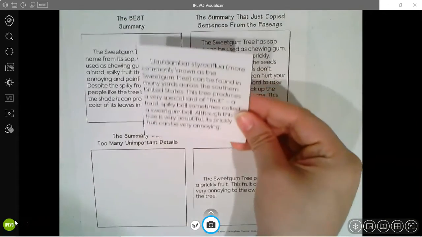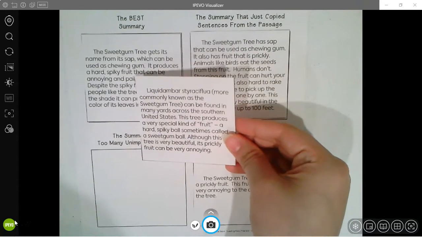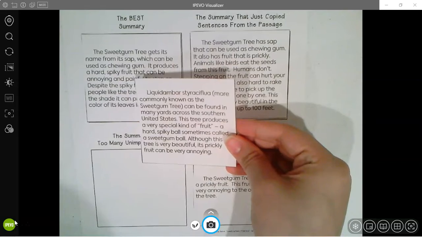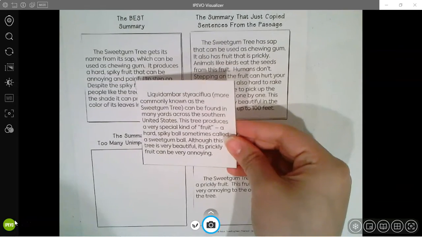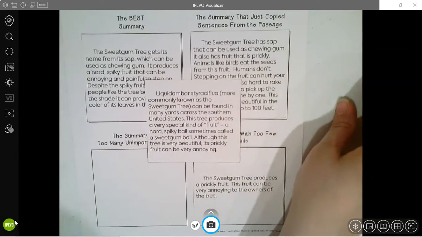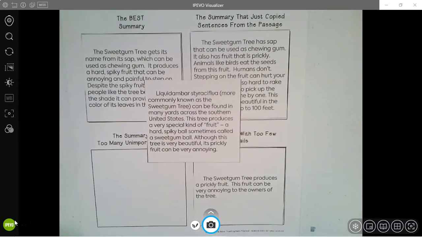The liquidambar styraciflua, more commonly known as the sweet gum tree, can be found in many yards across the southern United States. This tree produces a special kind of fruit, a hard spiky ball sometimes called a sweet gum ball. Although this tree is very beautiful, its prickly fruit can be annoying.